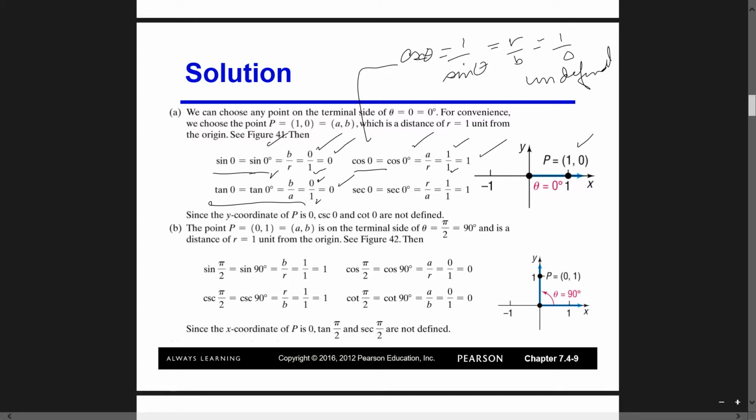The secant of theta is equal to 1 over cosine, which obviously is going to be 1, which is also equal to r over a equals 1 over 1 equals 1. And notice, it's not mentioned here, but cotangent of theta is equal to 1 over tangent of theta equals 1 over 0, which is undefined.